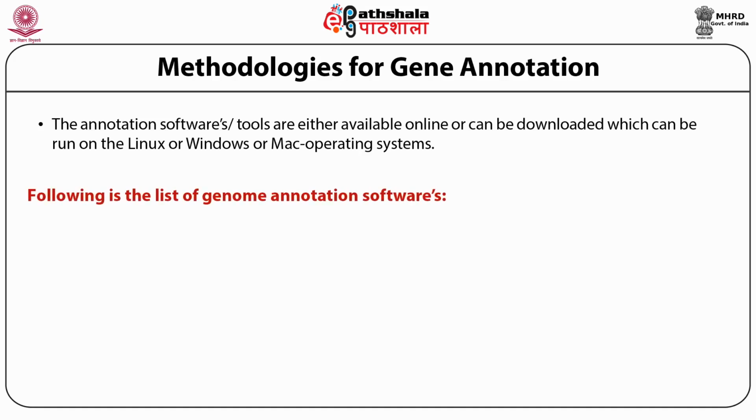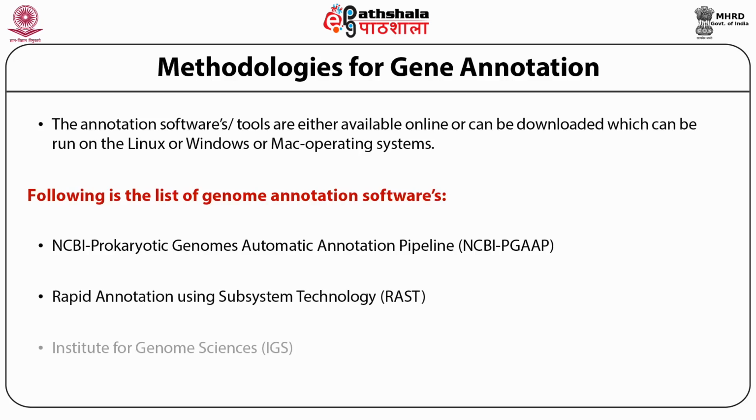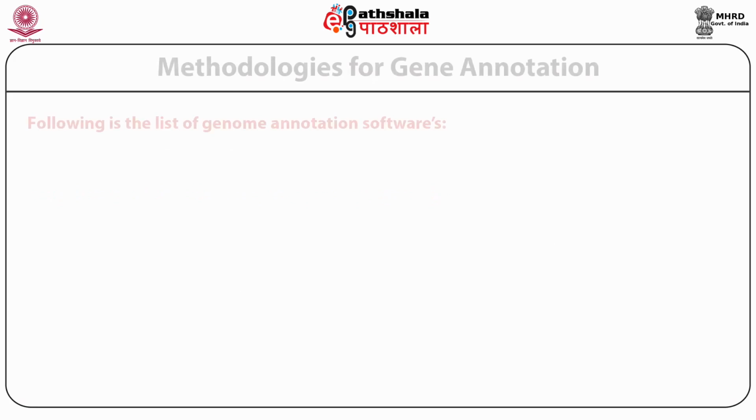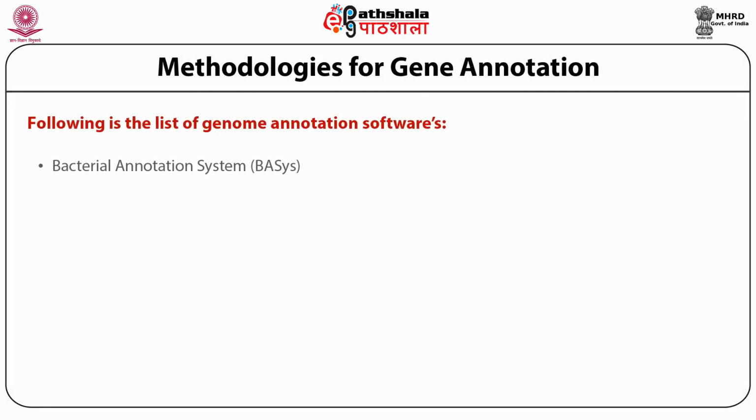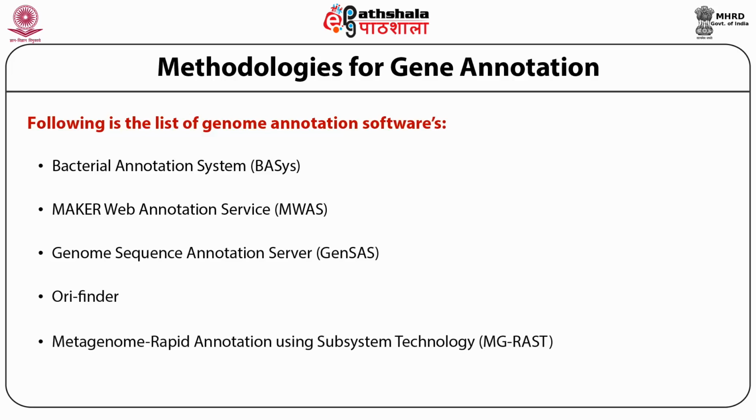The following is the list of genome annotation softwares. Most importantly are the NCBI Prokaryotic Genomes Automatic Annotation Pipeline, known as the NCBI PGAP. Second is the Rapid Annotation Using Subsystem Technology, or the RAST. Third is the Institute for Genome Sciences, IGS. A few others are as follows: Bacterial Annotation System, BASYS, Maker Web Annotation Service, MWAS, Genome Sequence Annotation Server, GenSAS, ORI Finder, followed by Metagenome Rapid Annotation Using Subsystem Technology, known as MG-RAST.